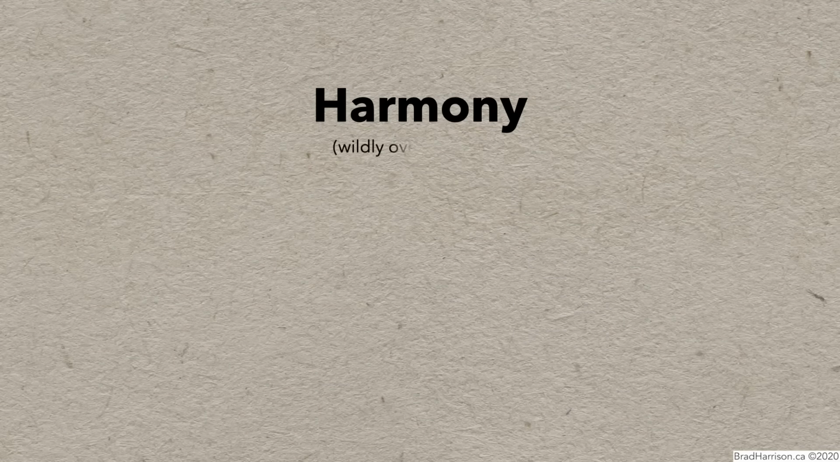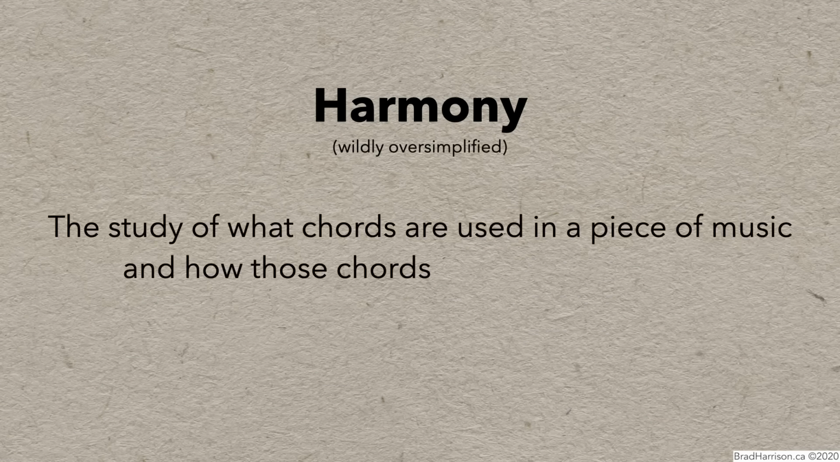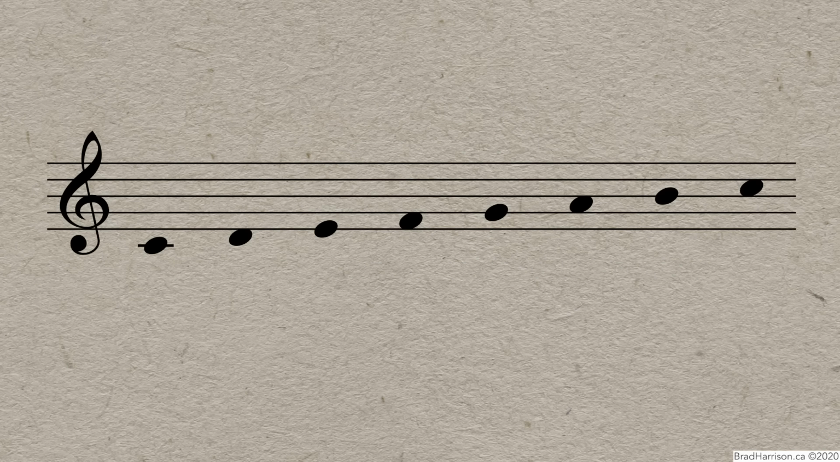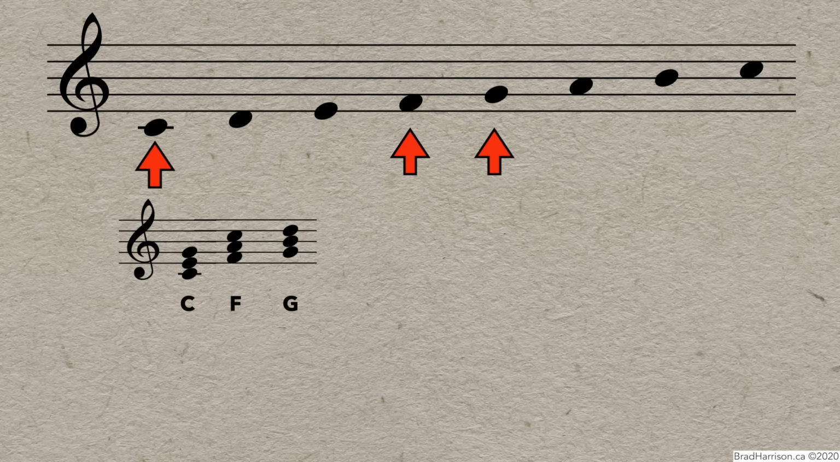Harmony is a complex subject that can be broadly understood as the study of what chords are used in a piece of music and how those chords relate to each other. Three of the most ubiquitous chords are the ones built on the 1st, 4th, and 5th note of any given key. In C major, that refers to chords built on C, F, and G. They're found in almost every piece of music you could think of.